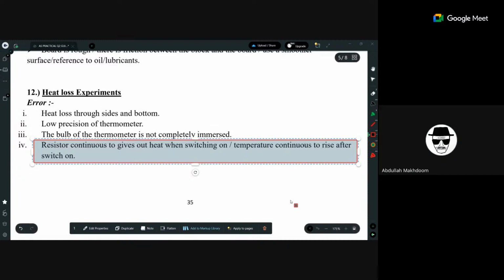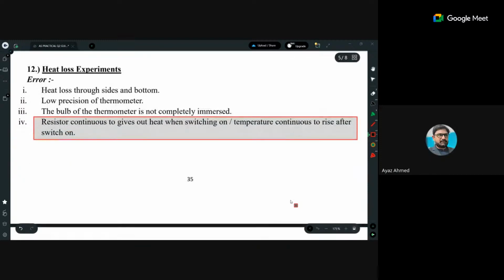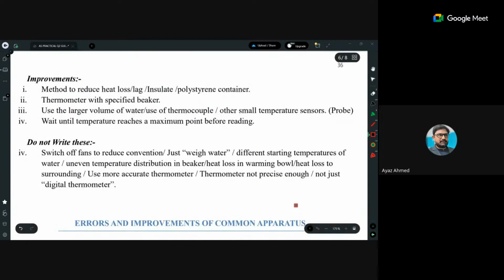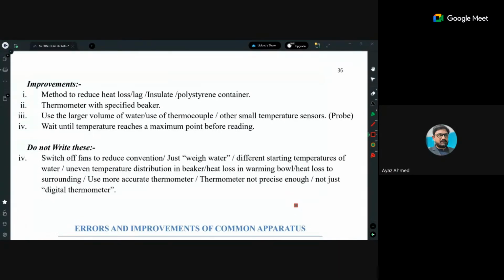Okay, so here are the solutions. Method of reducing heat loss: insulate the polystyrene container. You were also saying the same. So this is one of the methods to improve it.